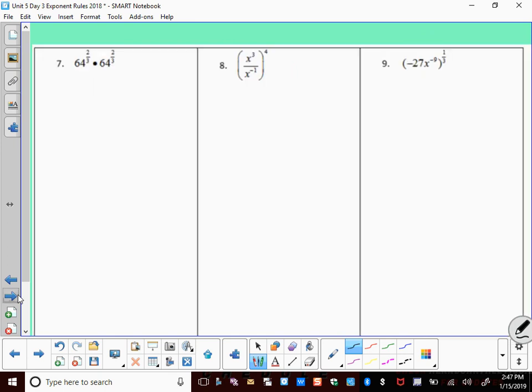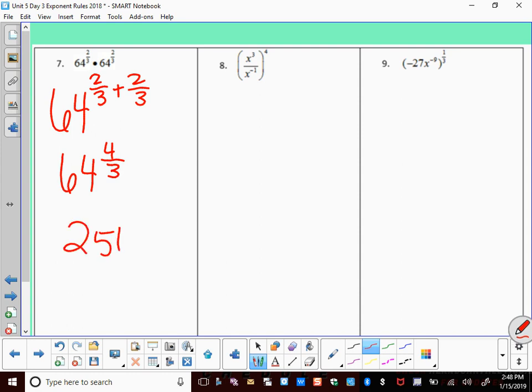Number 7, you could do this many different ways. But whenever you have all numbers, you can just put it in your calculators, right? I can have 64 to the power of 2/3 times 64 to the power of 2/3 and see what I get. If you break it down, my base is the same, right? What is 2/3 plus 2/3? 4/3. So in your calculator, if you do 64 to the power of 4/3, you should get 256.